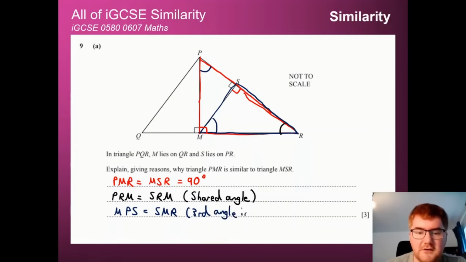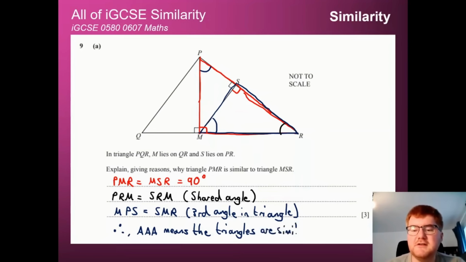So therefore, and we can write down AAA, or all 3 angles. So that means the triangles are similar. You don't need to overcomplicate these questions. As long as you find 2 angles, then you can find the third angle is going to be the same, and therefore the 2 triangles here will be similar. You can just see the answers quickly here. So you can see putting AAA gives you that third mark, which is important.